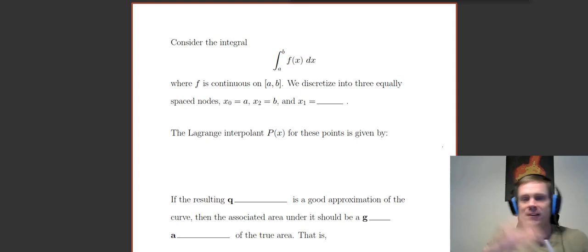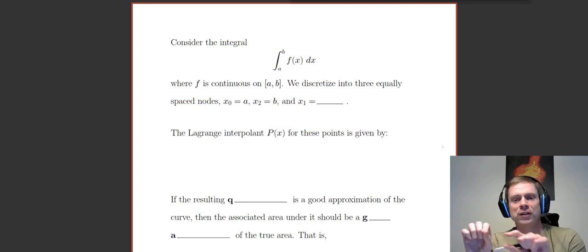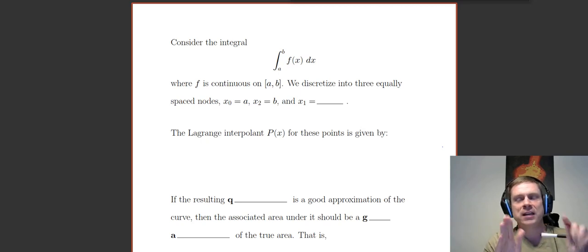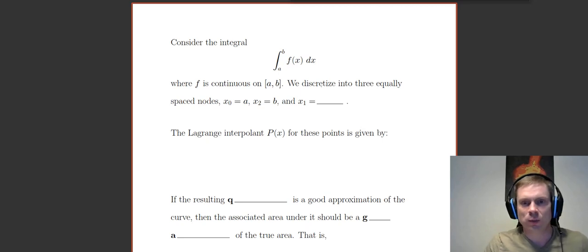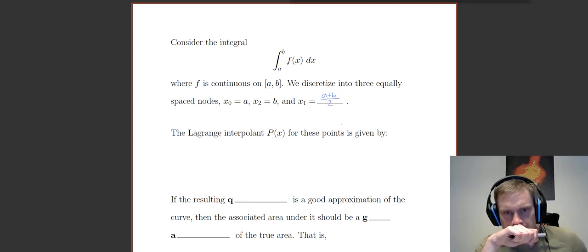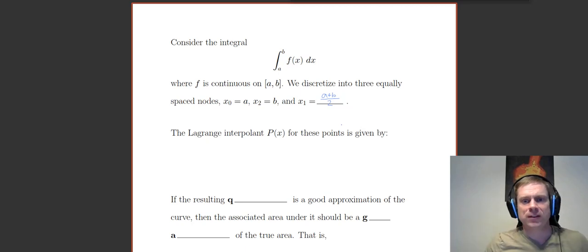So x0 is going to be the left endpoint, okay? The a. x2 is going to be the right endpoint. x1 is going to be equally spaced between the two. It's got to be the average of the two. x1 is going to be a plus b over 2. Okay, so we have three evenly spaced nodes.